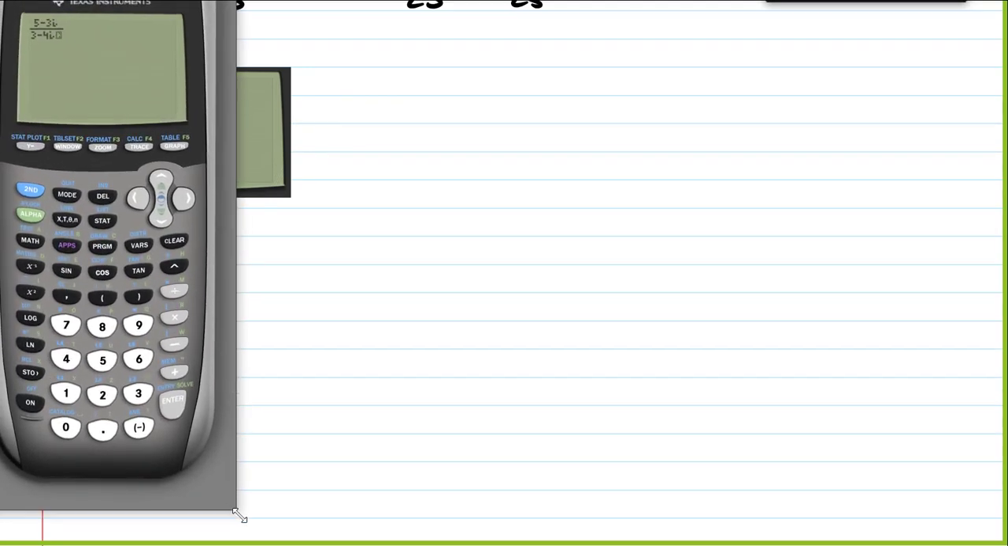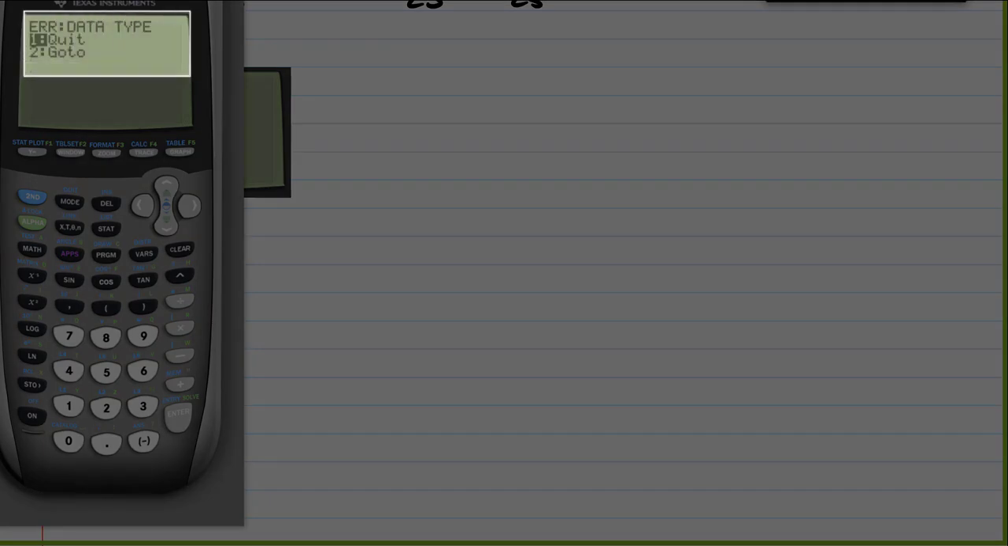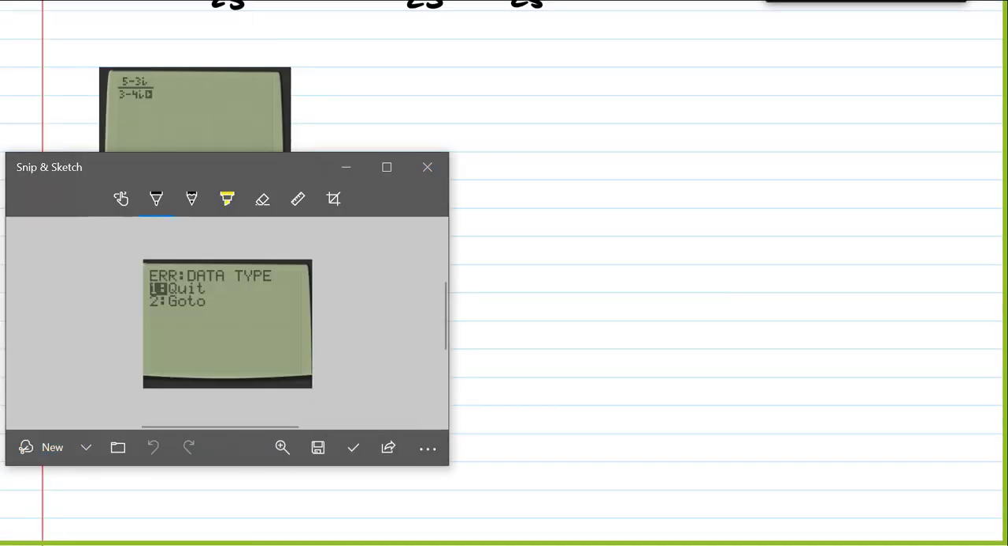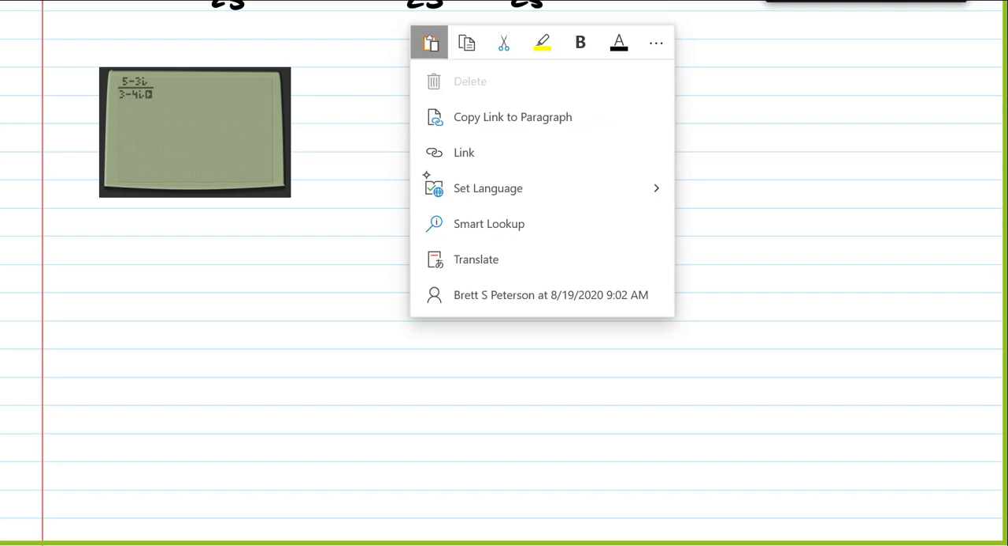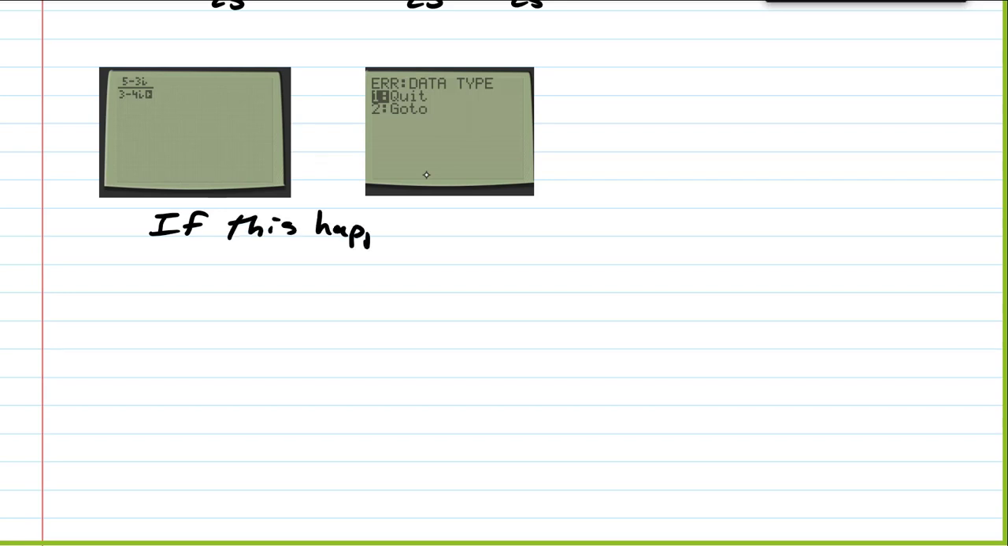And I press enter. And I'm going to get this error that says data type. So this only happens if you have the black and white version of the TI calculator. If you have a TI-84C or a TI-84CE, it's just going to give you the answer right away and you're done. So if this happens, we need to type the following.